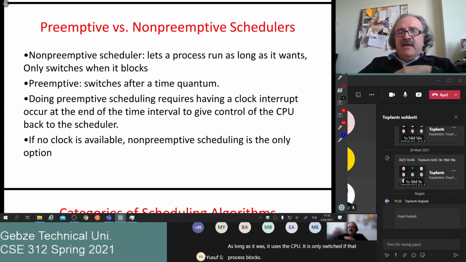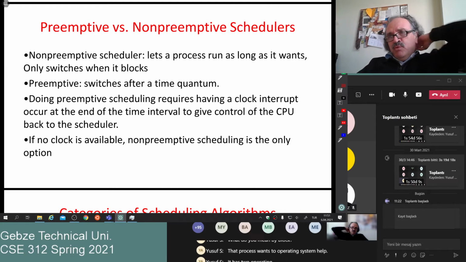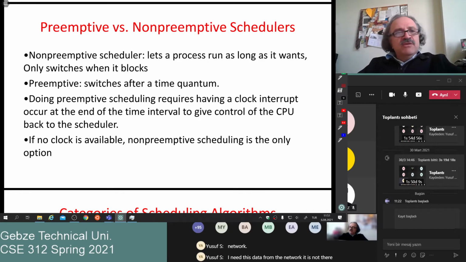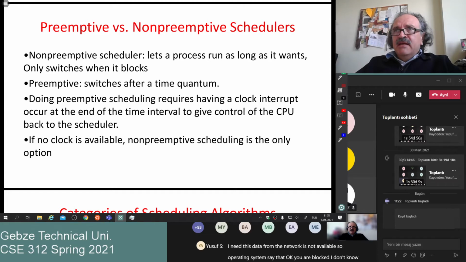What do we mean by block? That process wants the operating system's help. It asks the operating system to provide some data from the network. It is not available, so the operating system says, okay, you are blocked. I don't have that data. I will unblock you when the data is ready. Now you are on the block list waiting for your data, and I'm going to switch.